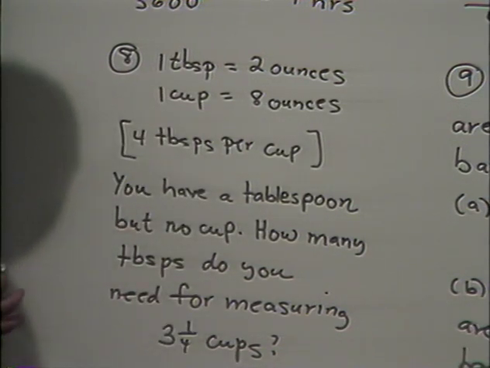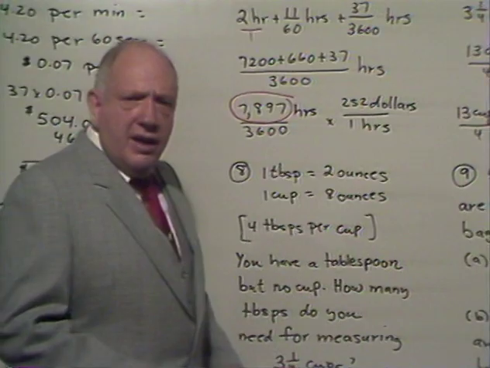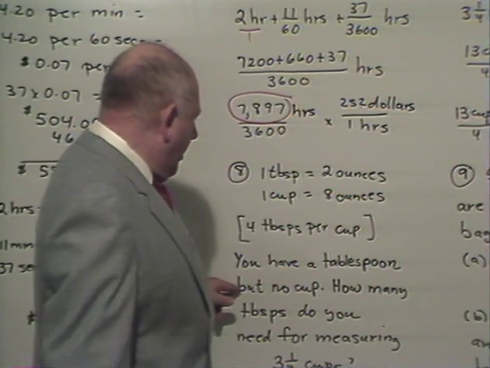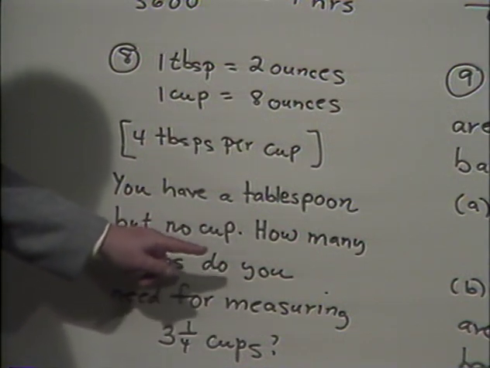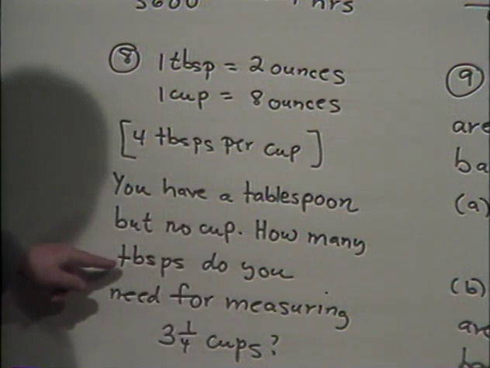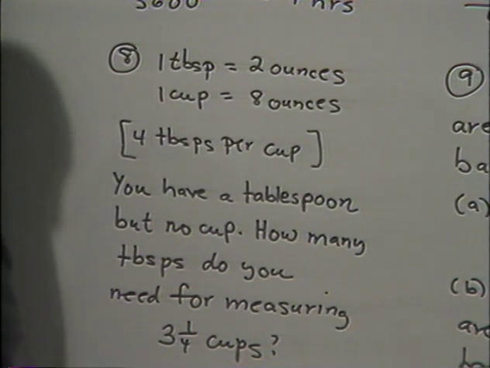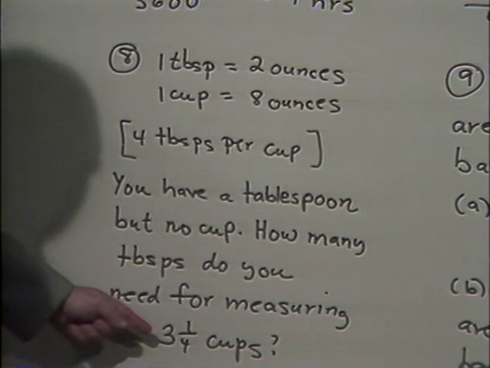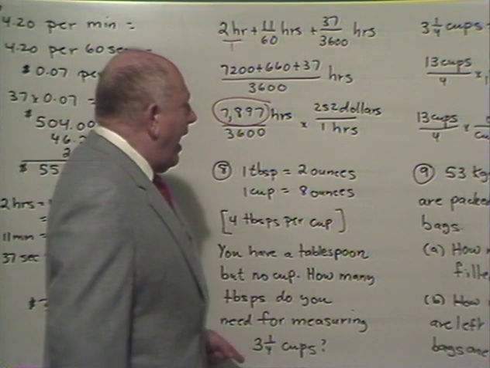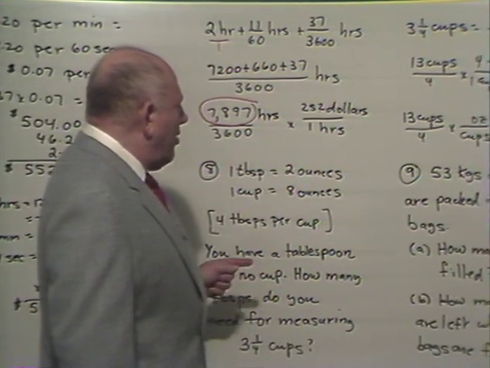But at any rate, the problem says you have a tablespoon, but no cup. Cup in cooking circles means a special kind of cup. It's not a coffee cup, not a tea cup. It's an 8-ounce cup, okay? It's a measuring cup. But you have a tablespoon, but no cup. And the problem is a recipe calls for 3 1/4 cups. You have a tablespoon, and you want to measure out the 3 1/4 cups using the tablespoon. And the trick here is there's 2 ways you can do this.